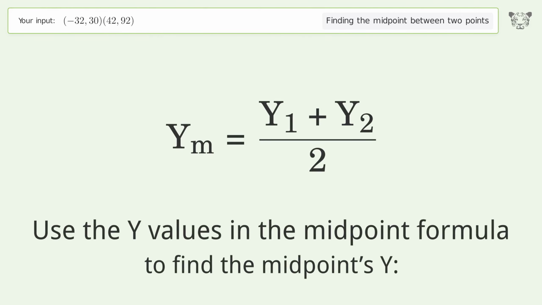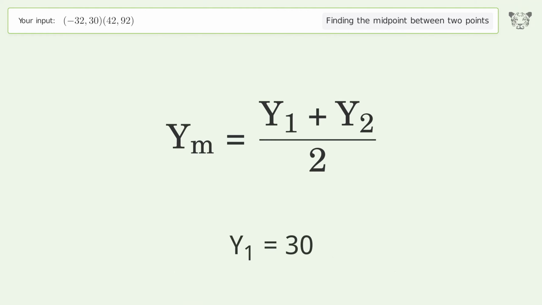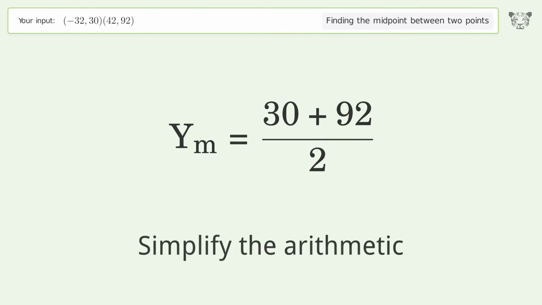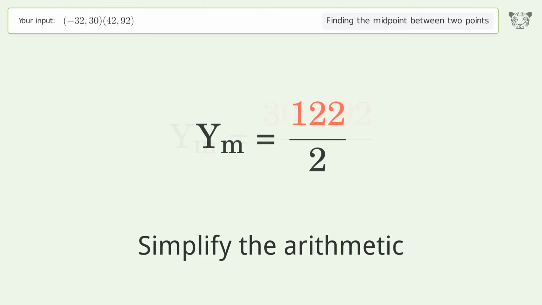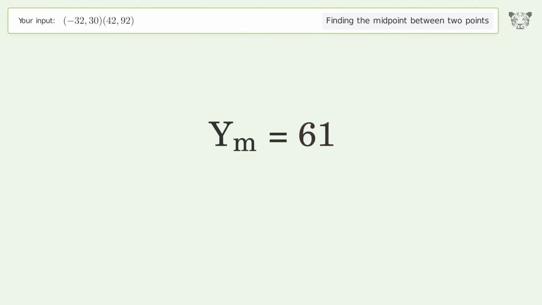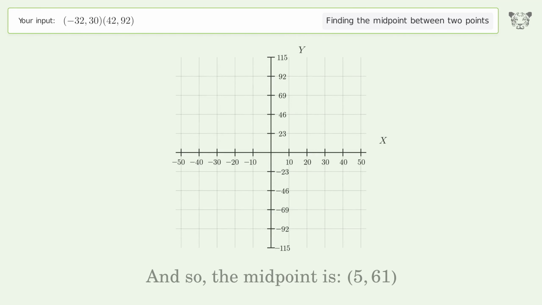Use the y values in the midpoint formula to find the midpoint's y. y1 equals 30. y2 equals 92. Simplify the arithmetic. And so, the midpoint is 5,61.